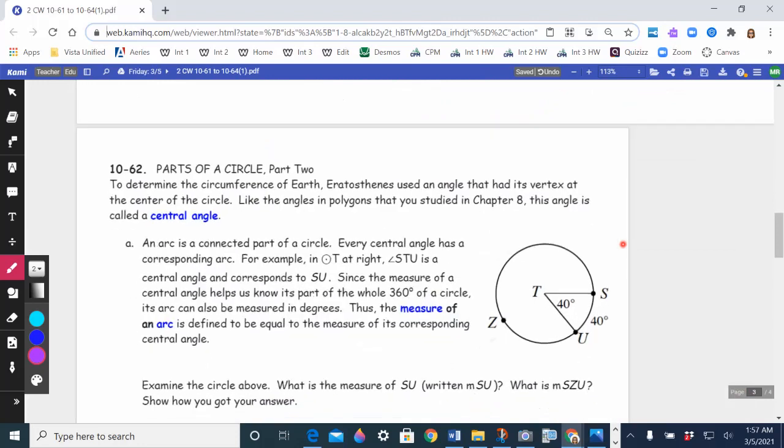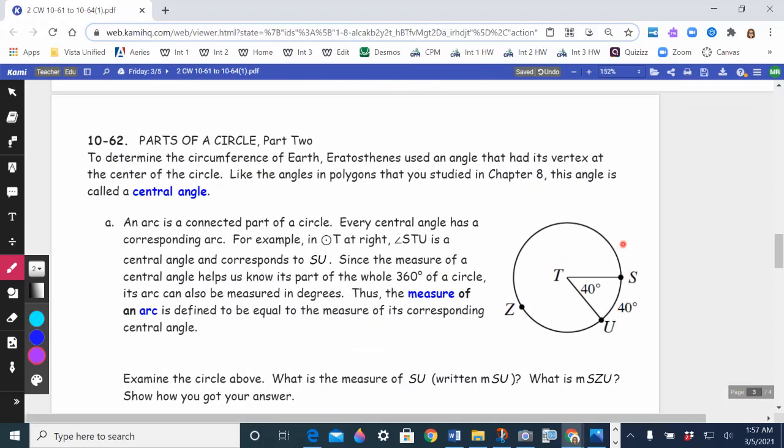Okay. Now on this part, what we're going to be doing is seeing relationships between the central angle and the arc. So it says to determine the circumference of the Earth, we used an angle that its vertex is at the center of the circle. Like the angles and polygons that you studied in chapter 8, this is called the central angle. So this angle right here that comes from the center out, this 40 degrees is a central angle.